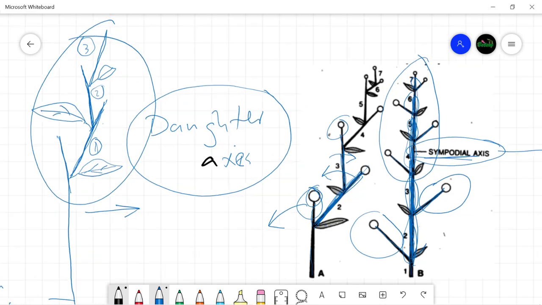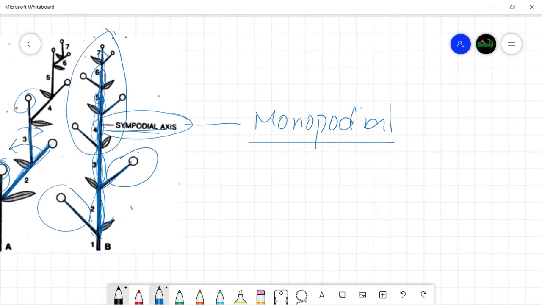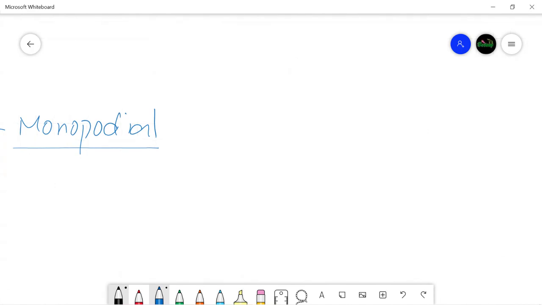So let's see that how it happens. Let's take this particular diagram and we shall move on stepwise. So this is the main axis. It has a leaf, and in the axil of which this branch has arisen, right? Now say it has ended in a flower and it has ended in a flower.